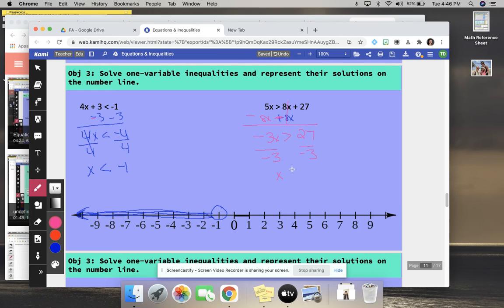And x is going to be less than, because when you are dividing by a negative number with an inequality, the inequality switches. Okay? So when you divide by a negative, you are switching the inequality. So that would be negative 9. So x is less than negative 9. So it's going to be an open circle and all the values to the left.